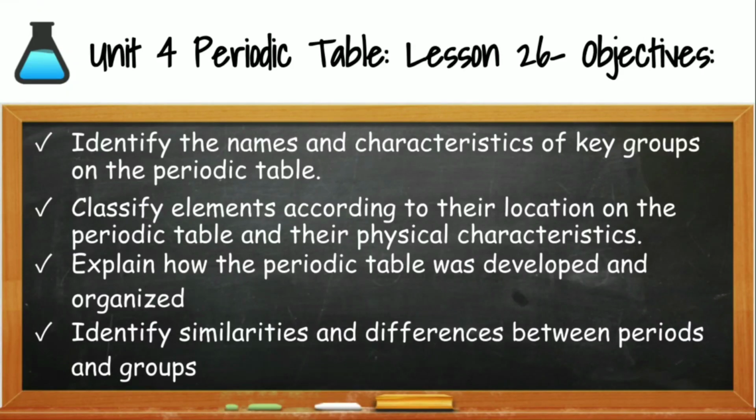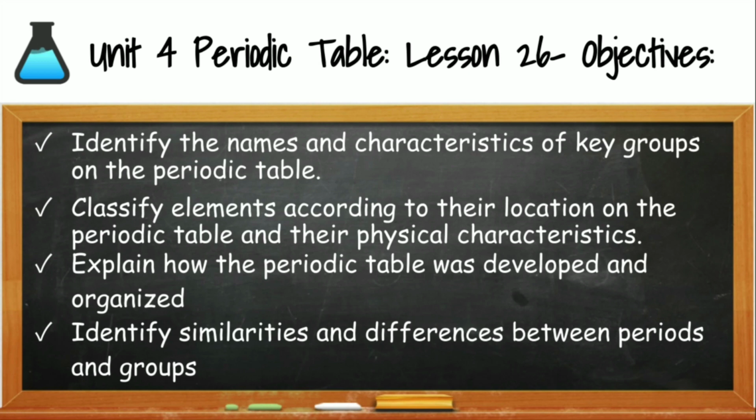Hello class, and welcome to the first lesson in Unit 4. In Unit 4, we are going to explore the periodic table. By the end of this lesson, you should be able to identify the names and characteristics of the key groups on the periodic table, classify elements according to their locations on the periodic table and their physical properties.